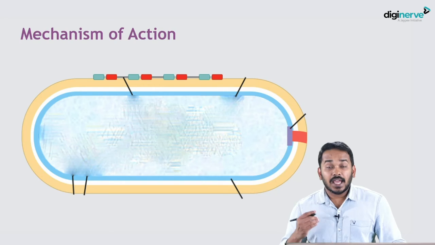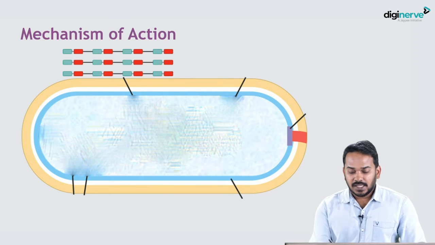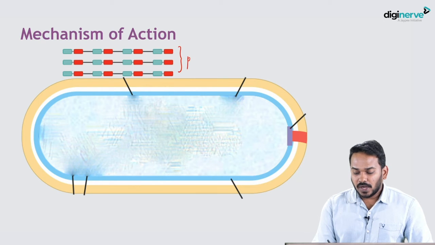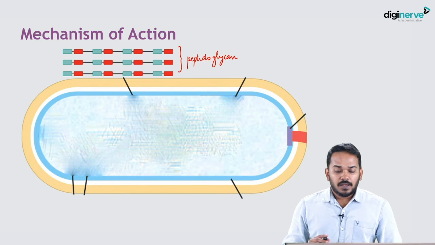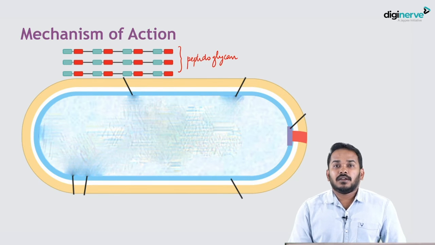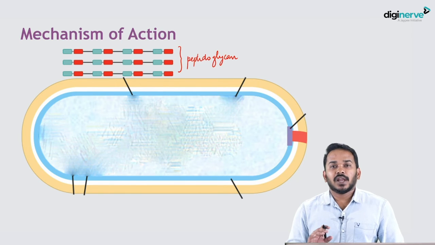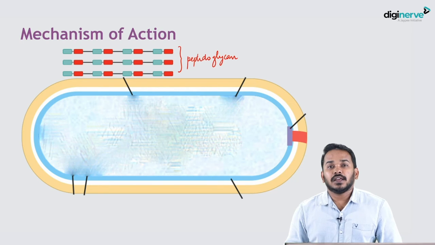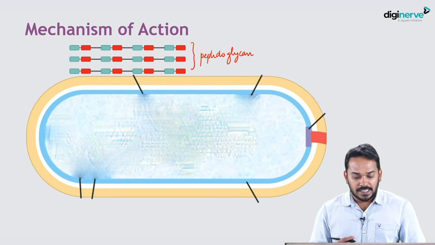Many long chains of N-acetyl muramic acid and N-acetyl glucosamine will be transported to the extracellular space, and these chains form the peptidoglycan layer of the bacterial cell wall. But this peptidoglycan is incomplete, because it does not have structural integrity. They are just layers of long chains of N-acetyl muramic acid and N-acetyl glucosamine. They do not have any structural integrity.